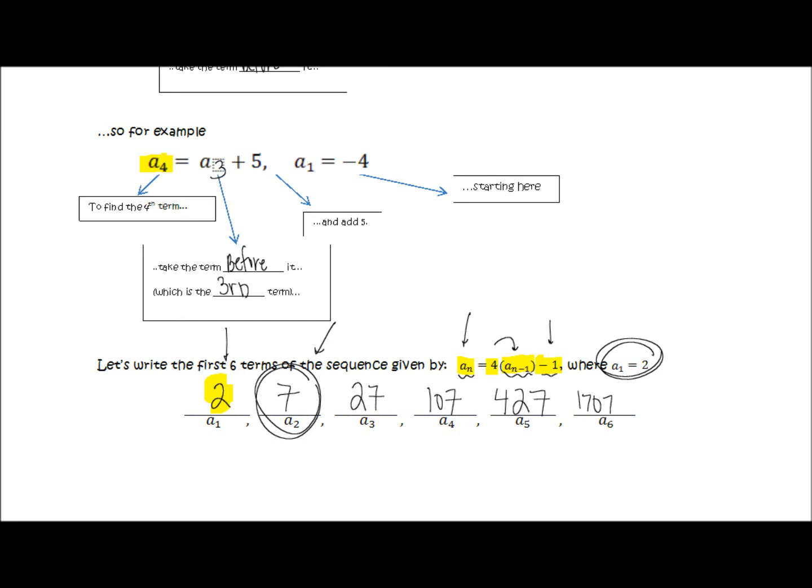Try the recursive sequences on the back. Again, you're going to know you have a recursive sequence because you're going to see an a sub n minus 1 in the rule, and they're always going to have to give you a place to start.